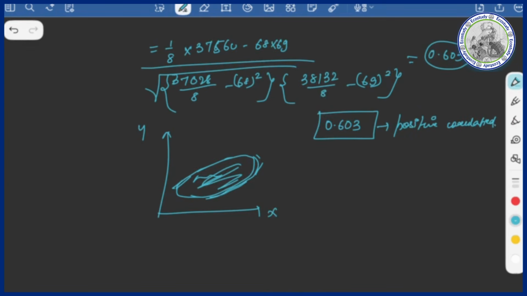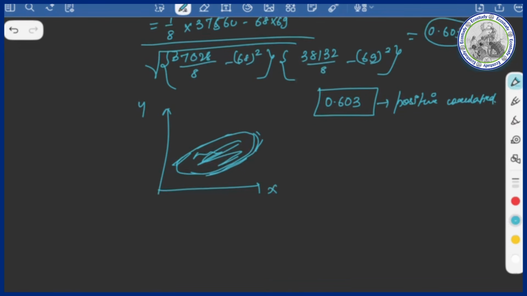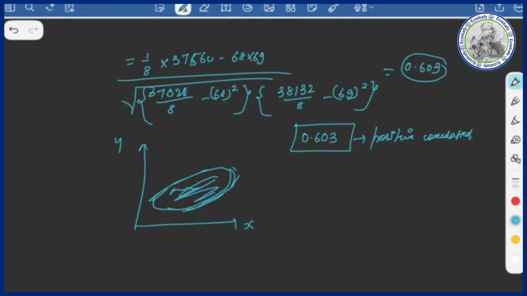Okay, so this is the topic on correlation, and there is one more type, that is regression. Like how will you find the regression? Okay, so let's start the linear regression topic. Linear regression.